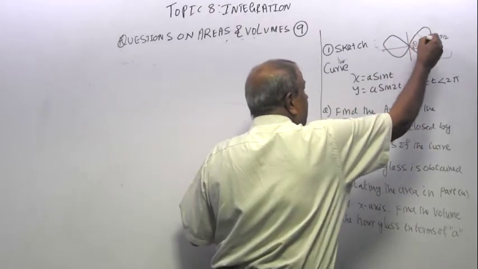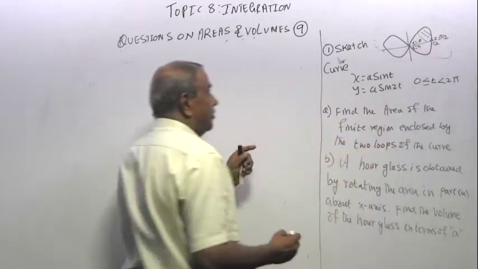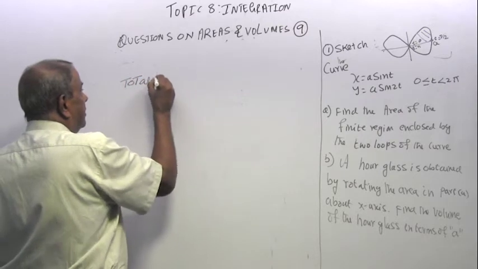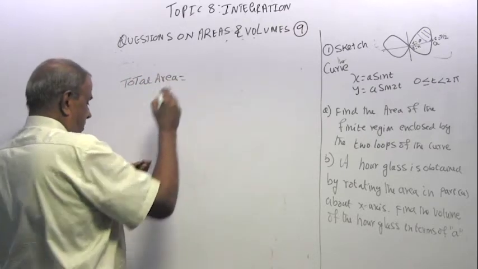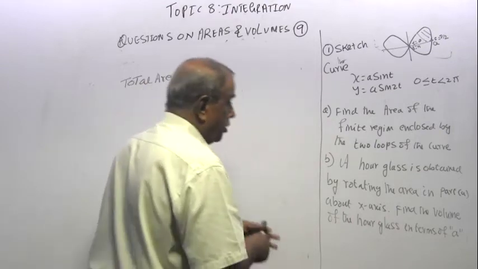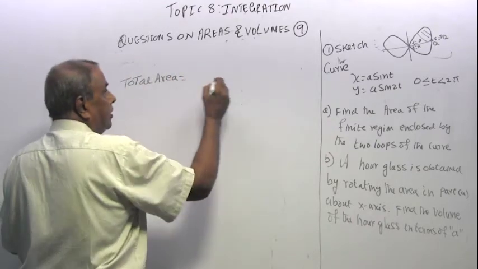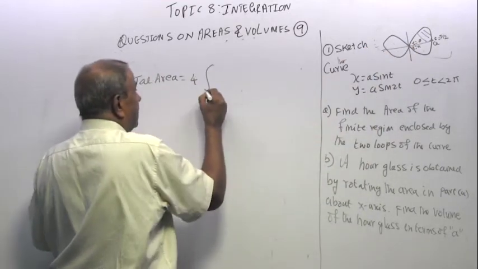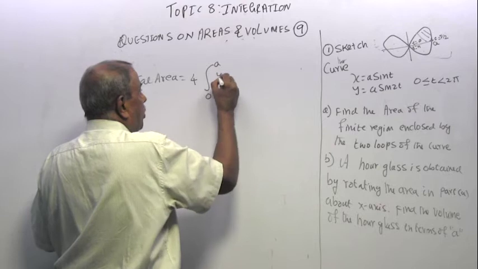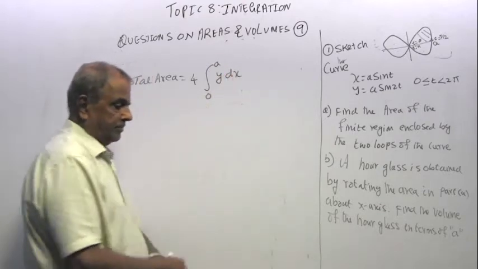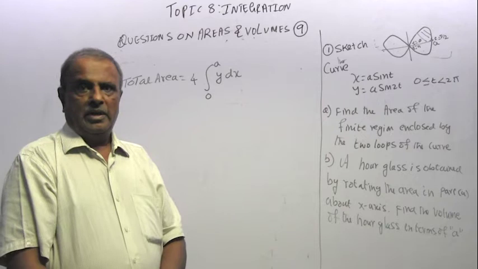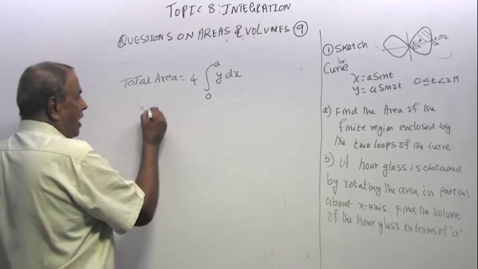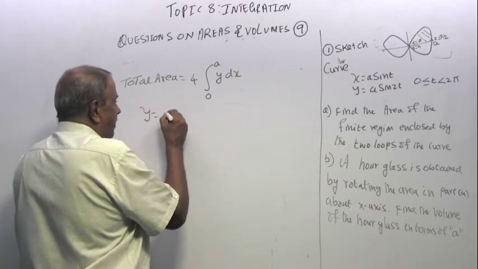Now let's look at that area. That is a. So the total area is, I hope this pen writes, look, 1, 2, 3, 4. 4 integral 0 to a of y dx. Always write in terms of x and y. y is a sine 2t.